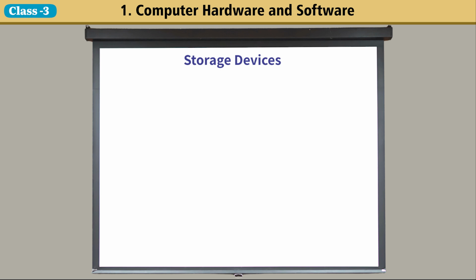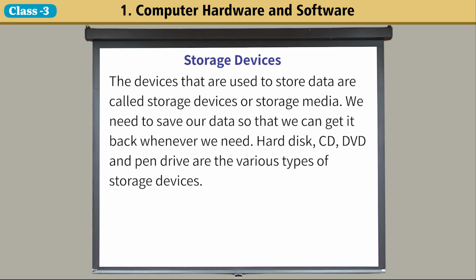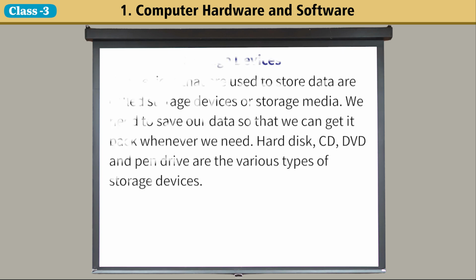Storage devices. The devices that are used to store data are called storage devices or storage media. We need to save our data so that we can get it back whenever we need. Hard disk, CD, DVD and pen drive are the various types of storage devices.